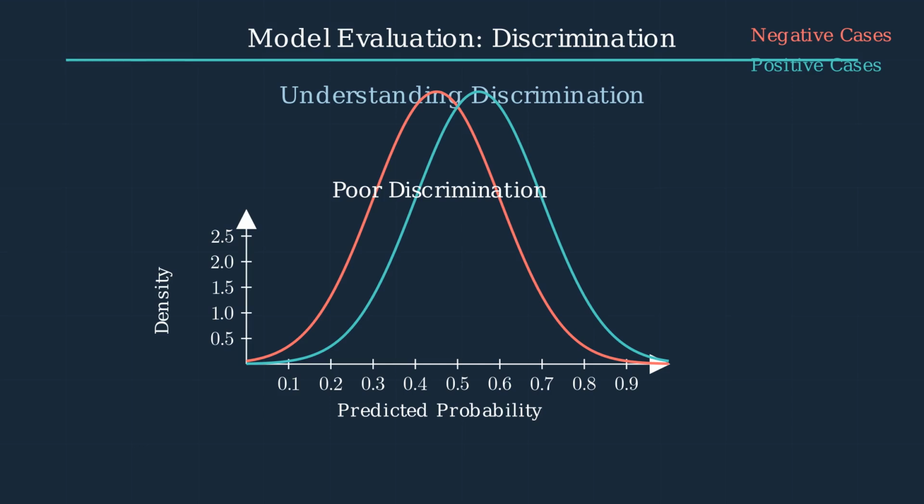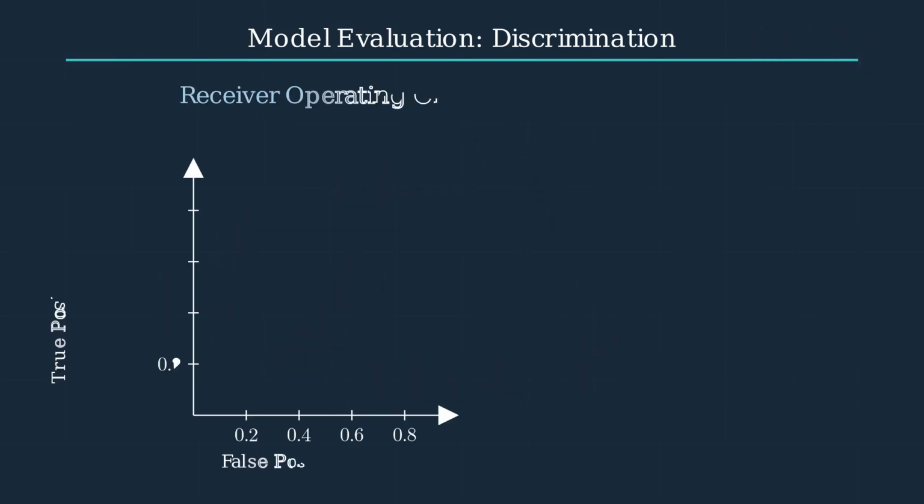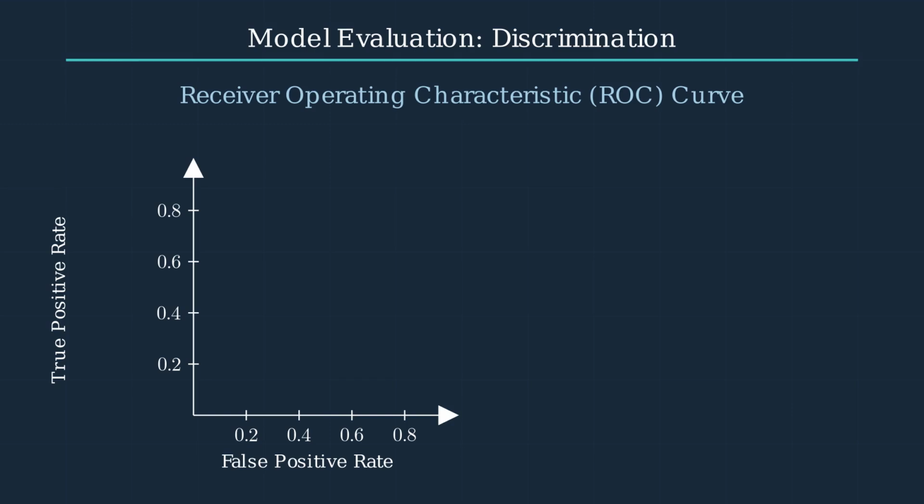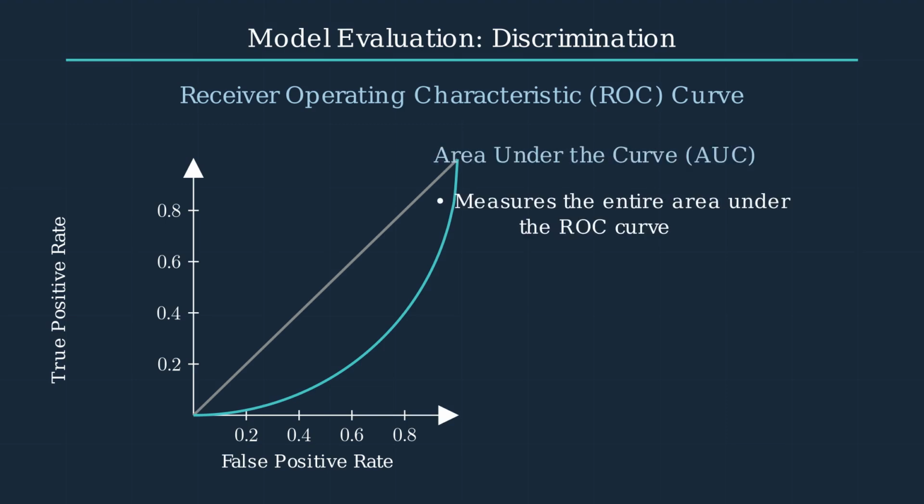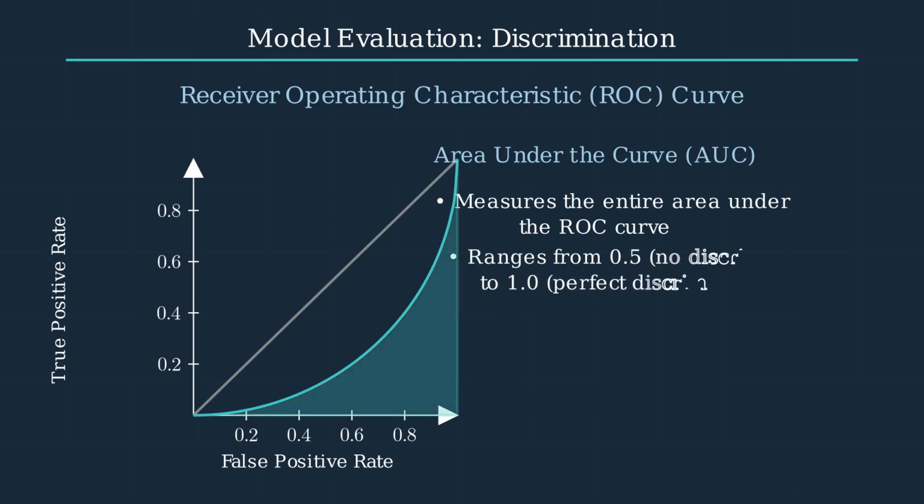between them. The Receiver Operating Characteristic Curve, or ROC curve, is a widely used metric to evaluate model discrimination. The ROC curve plots the true positive rate against the false positive rate at different threshold settings. The area under the ROC curve, or AUC, quantifies the model's discrimination ability. AUC ranges from 0.5, which indicates no discrimination ability, equivalent to random guessing, to 1.0, which represents perfect discrimination.